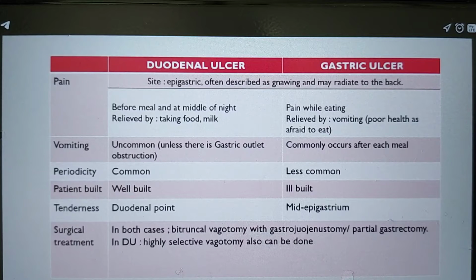However, in gastric ulcer, the patient usually has pain while eating, relieved by vomiting. So usually gastric ulcer patients have poor health as they are afraid to eat. Then in peptic ulcer patients also might have vomiting. However, in duodenal ulcer it is uncommon to have vomiting, and it commonly occurs in gastric ulcer after each meal.